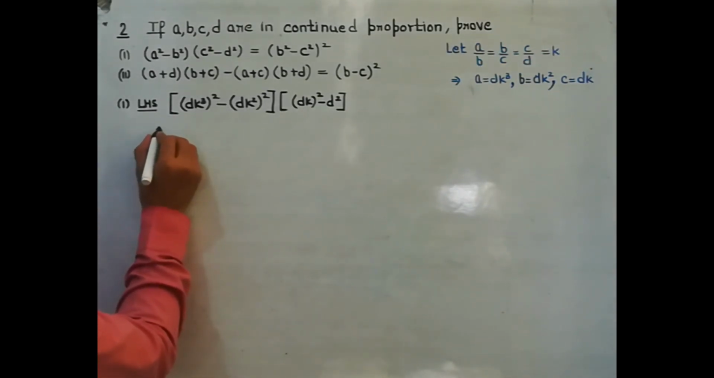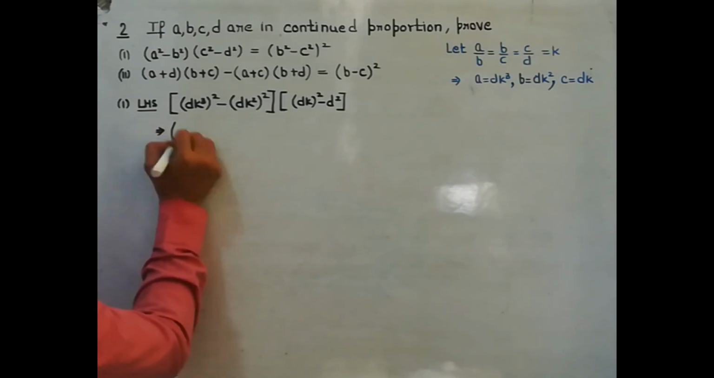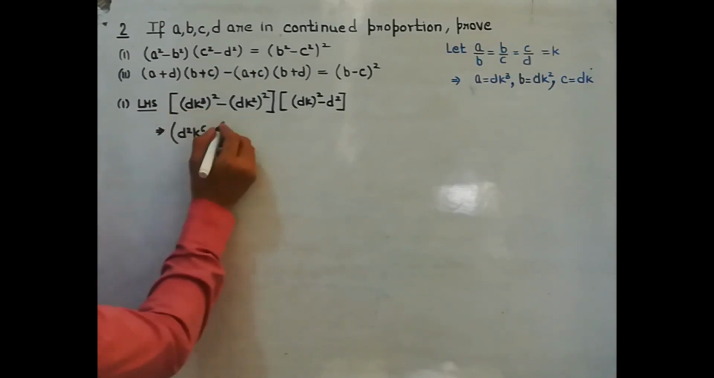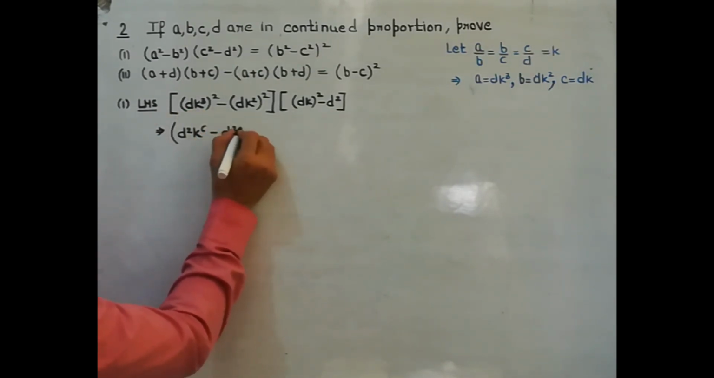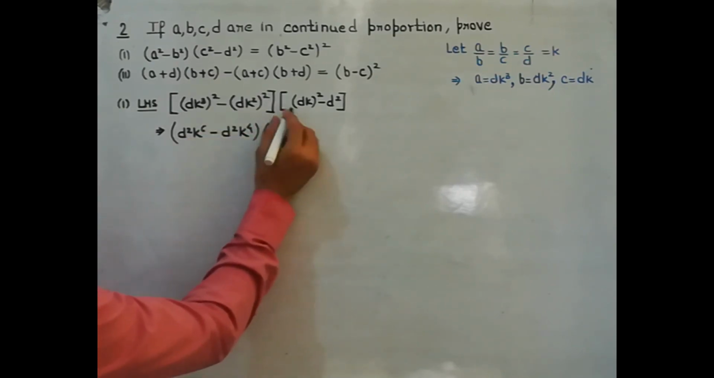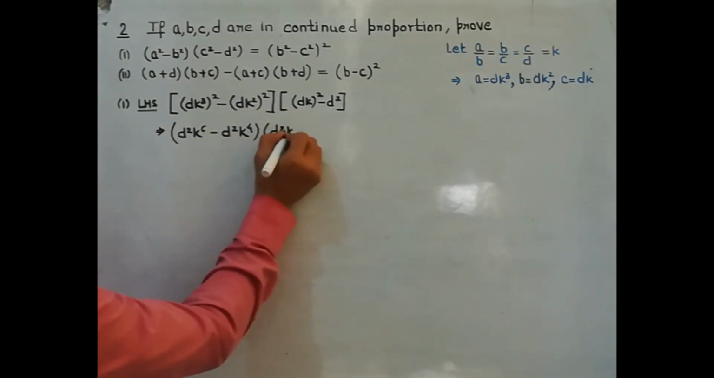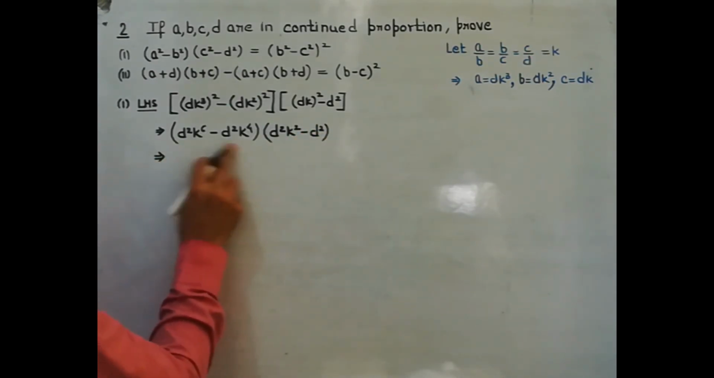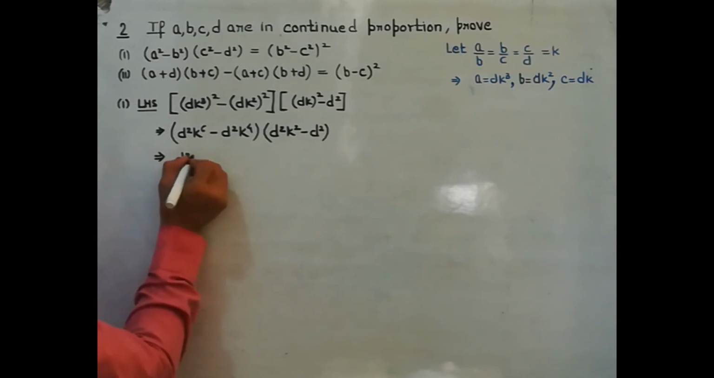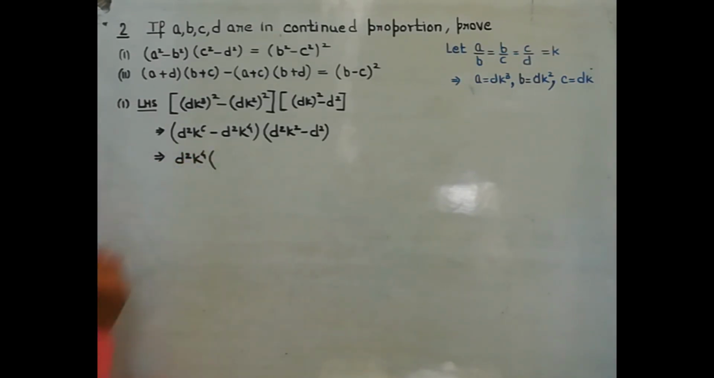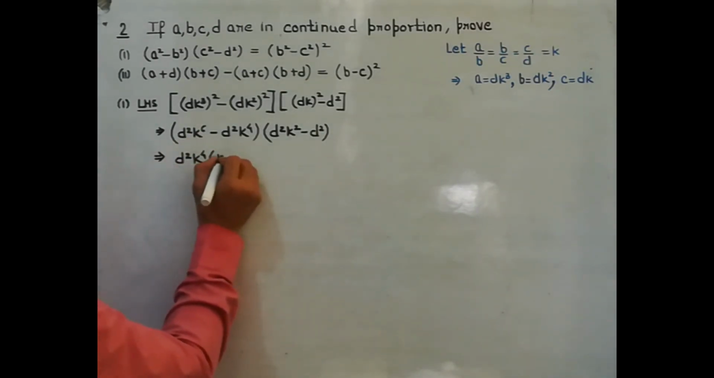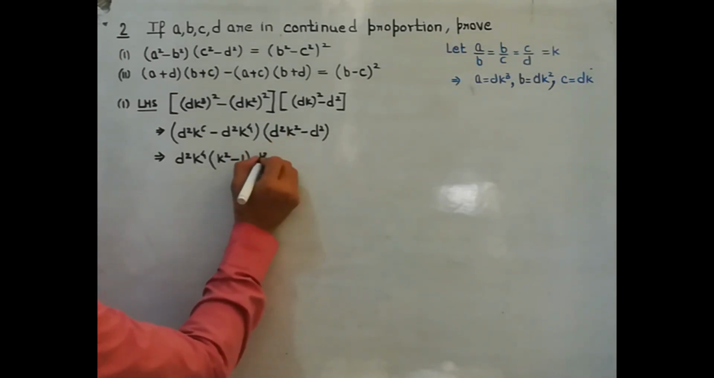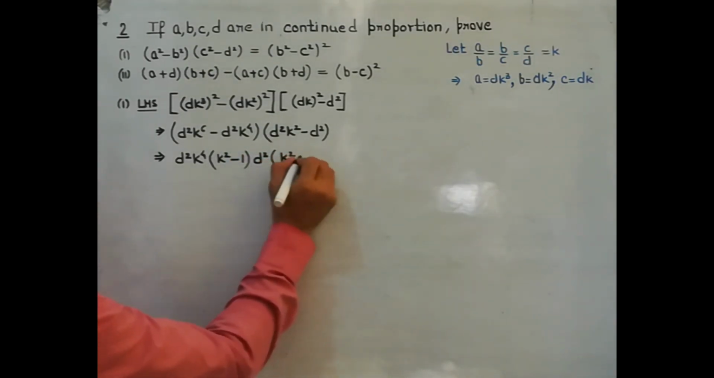So if you solve this one, in the first bracket you are getting d square k raised to power of 6. This becomes d square k raised to power of 4. Here it becomes d square k square minus d square. From the first bracket you can take d square k raised to power of 4 common, so you will be left with k square minus 1. Here you can take d square common, so you will be left with k square minus 1.